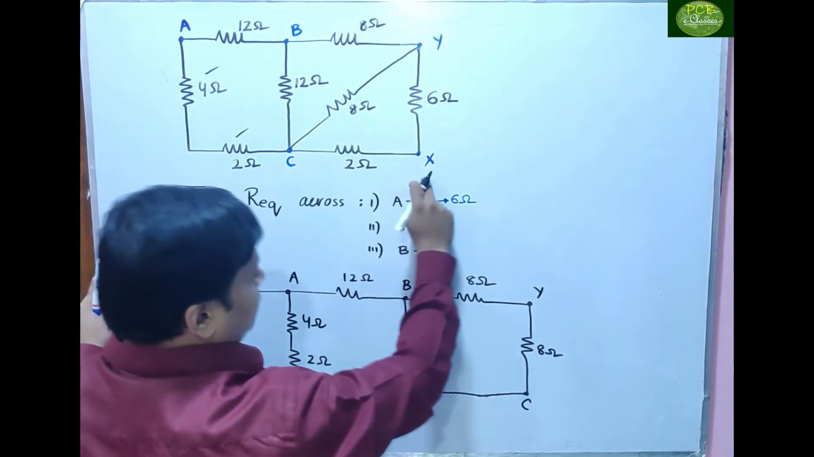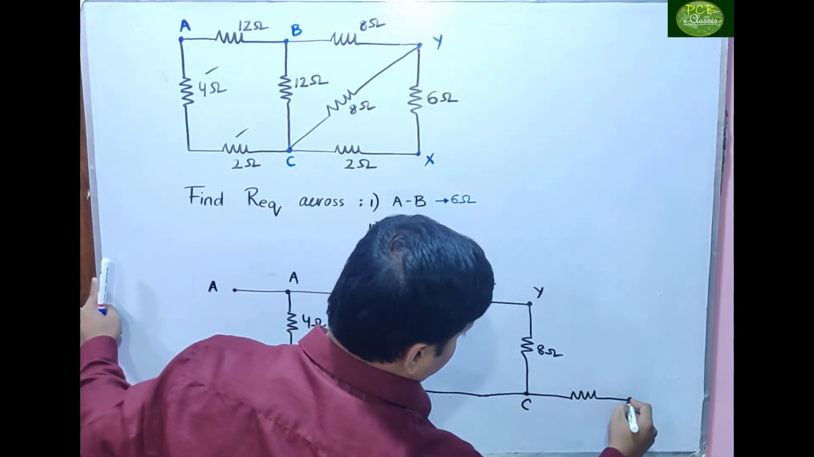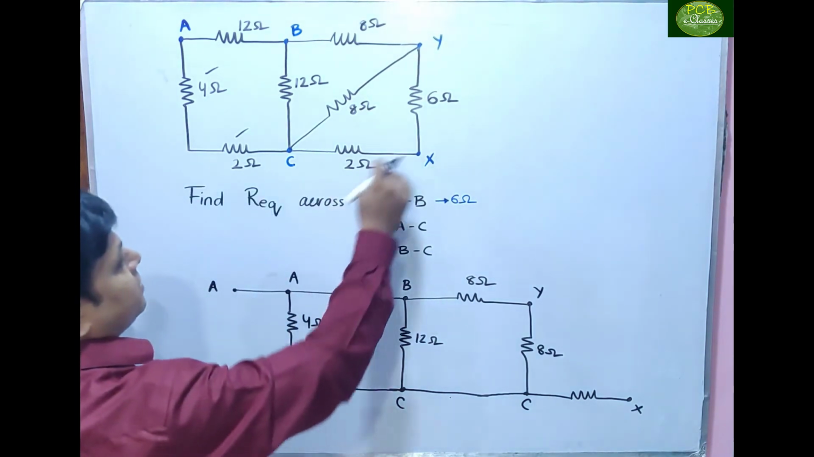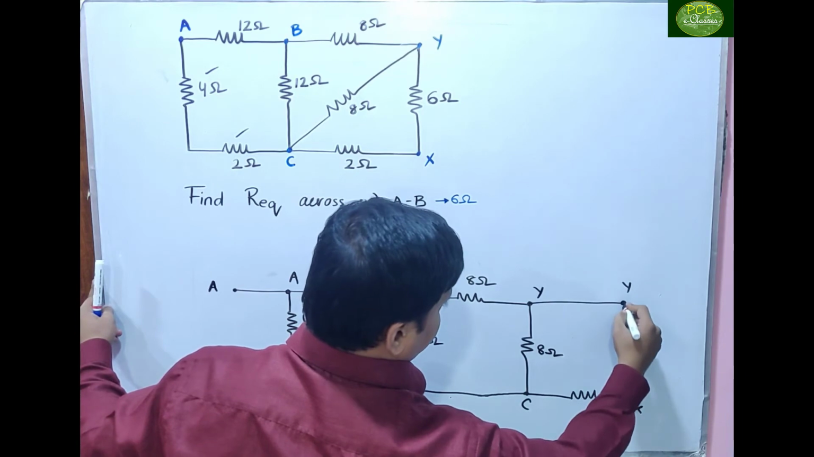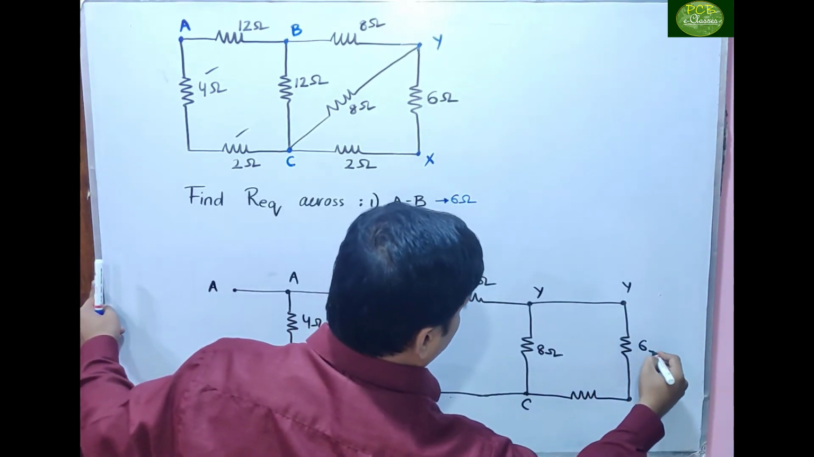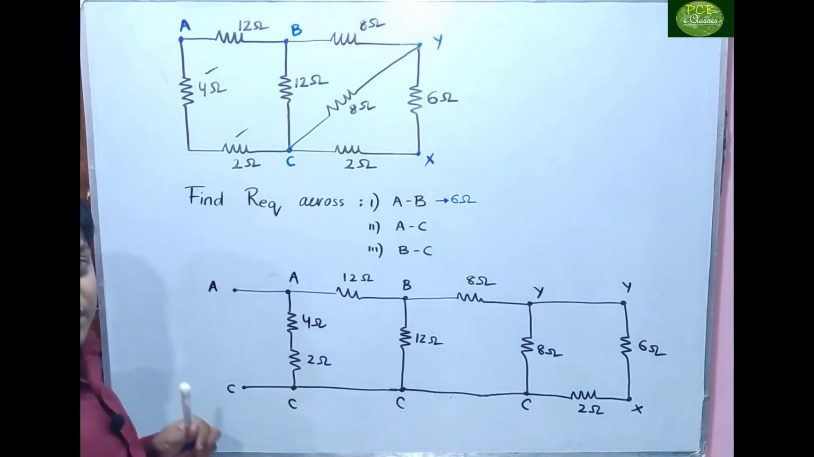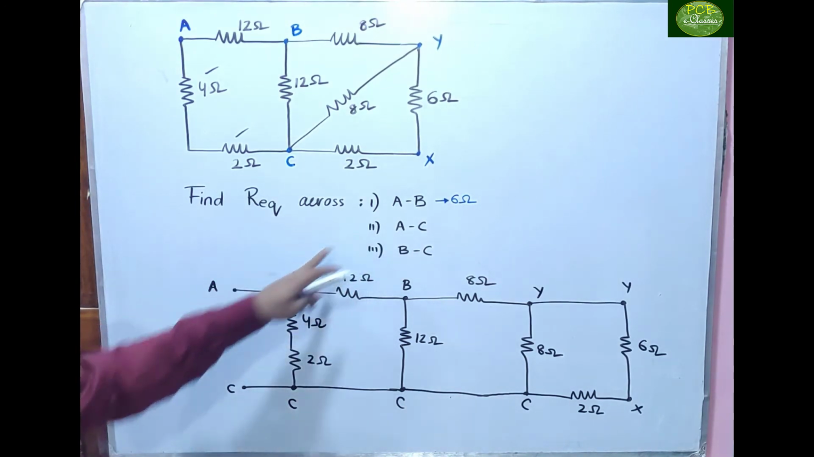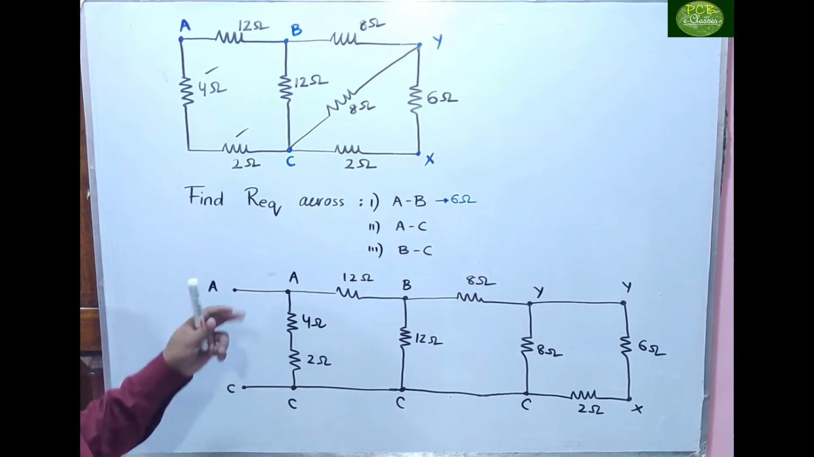Next, C to X. This is X. Next, X to Y. This is Y. And Y to X, what is there? 6 ohm. And this is 2 ohm. This is the simplified or modified circuit diagram for part 2, that is across A and C.